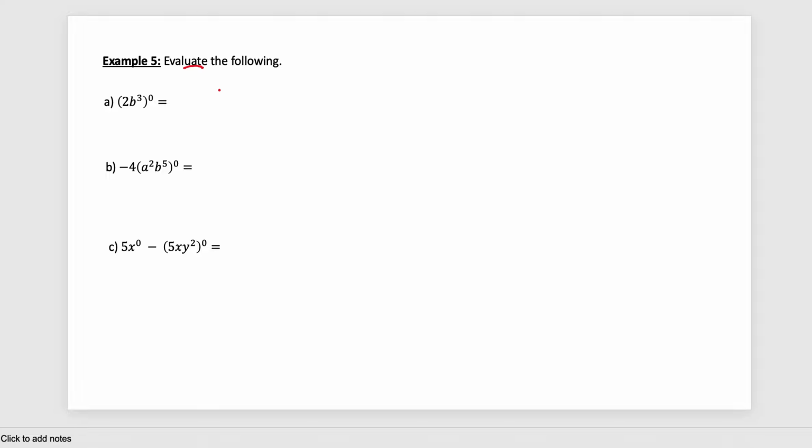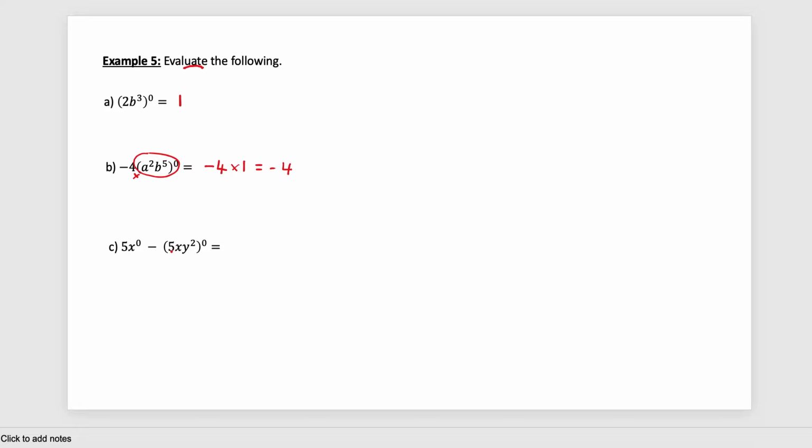So these examples require a numerical value. So remember that anything to the power of 0 is 1. So here we've got 2b to the power of 3, all to the power of 0. So pretty much the answer is 1. Over here in part B, we've got negative 4 on the outside of the brackets. So we just need to leave the negative 4 as is. Don't forget that there's times between the negative 4 and the brackets. So it's negative 4 times all of this, which resolves into 1. So negative 4 times 1 is negative 4.